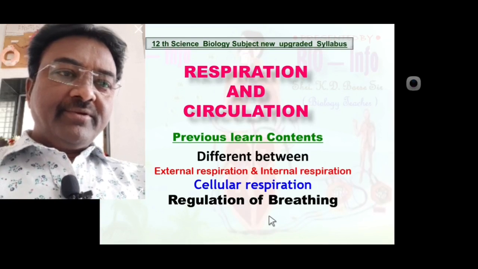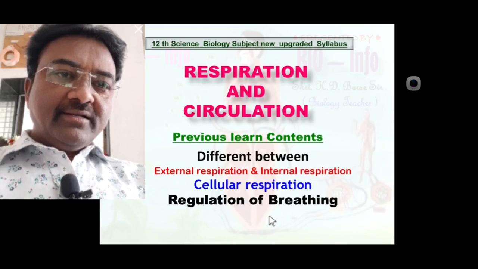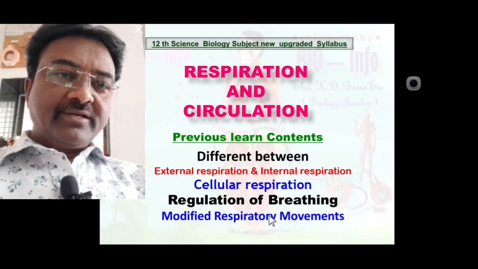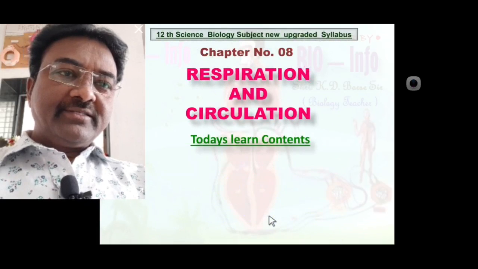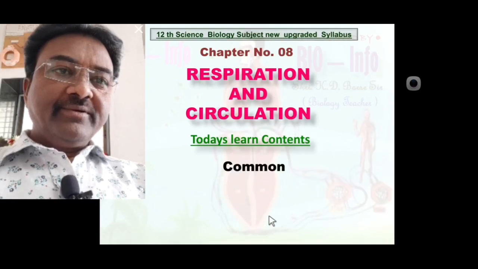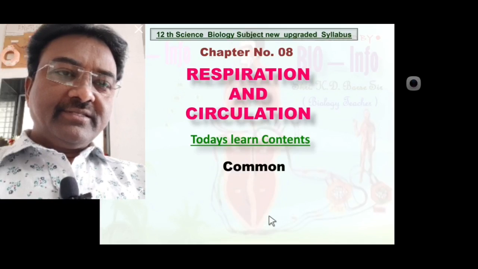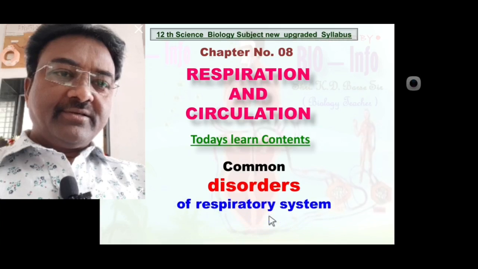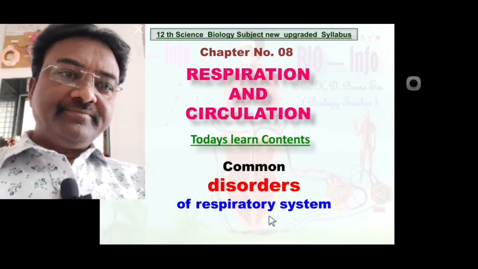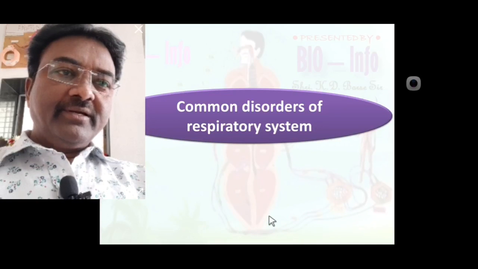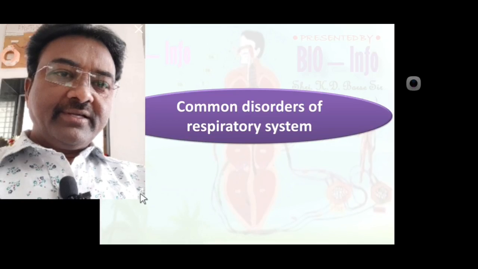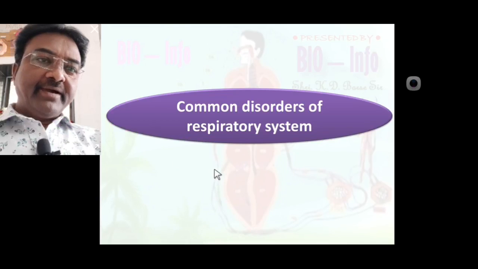Pons varoli and medulla oblongata are the main regulatory centers of breathing. We also learned modified respiratory movement. Today we learn some more concepts in the respiration and circulation chapter, the common disorders of the respiratory system. So let us start. Different common disorders in the respiratory system of man.